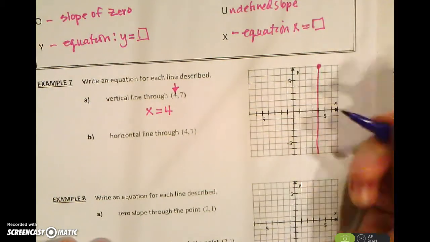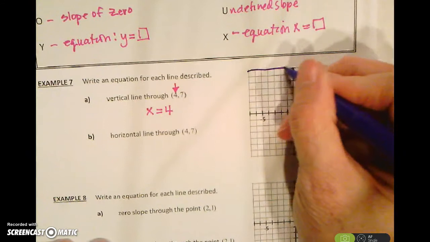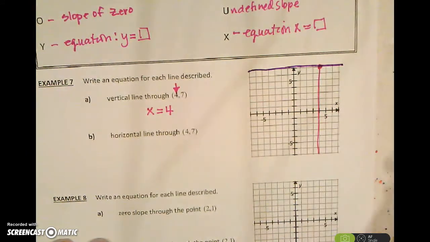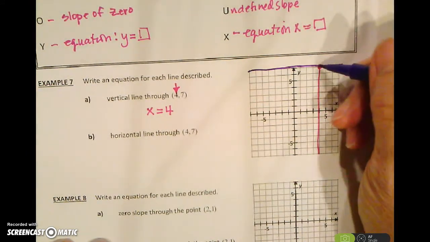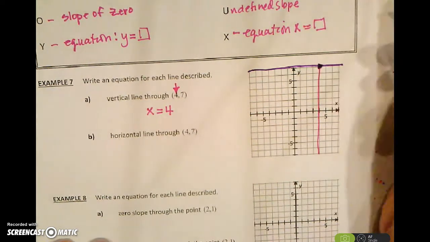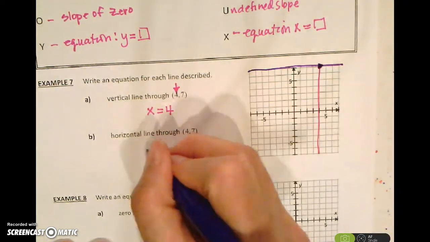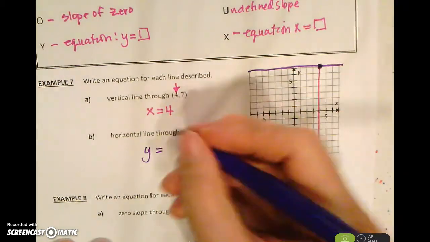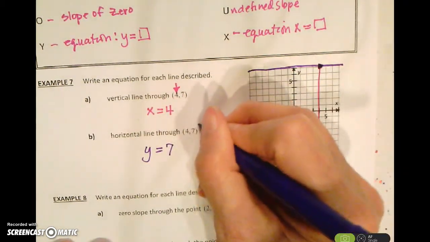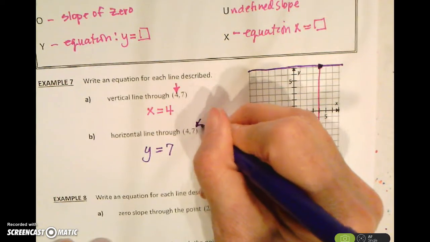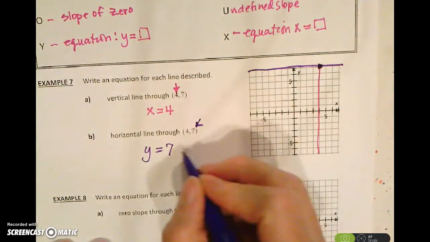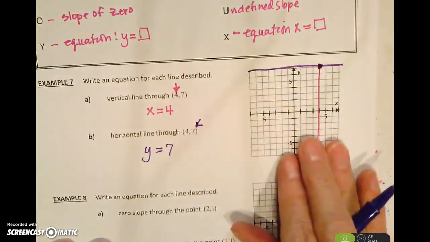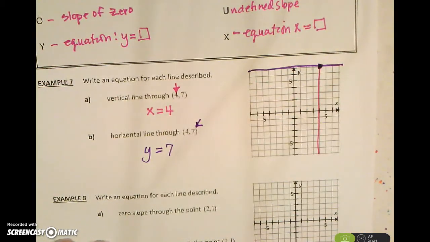A horizontal line through (4, 7) then would look like this. There's my horizontal line, and it's going through this point (4, 7). And so it's going to be y is equal to, and every point on that line is going to be 7. So again, here's your y-coordinate right there. So y is 7. We don't really have to graph it, but it does help us kind of picture what's happening.